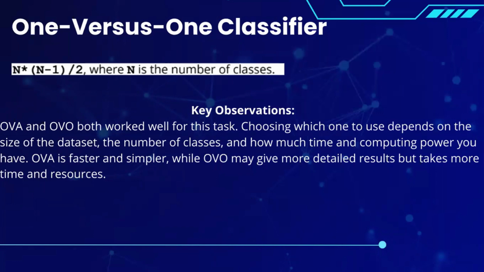The steps for implementing the one versus one classifier are similar to those of the one versus all classifier, with a key difference. When comparing the one versus one approach to the one versus all method, it is essential to consider the context of the problem. The choice between the two methods depends on the specific problem. The one versus one classifier is better suited for problems with a smaller number of classes, as it avoids the challenges of imbalanced data.